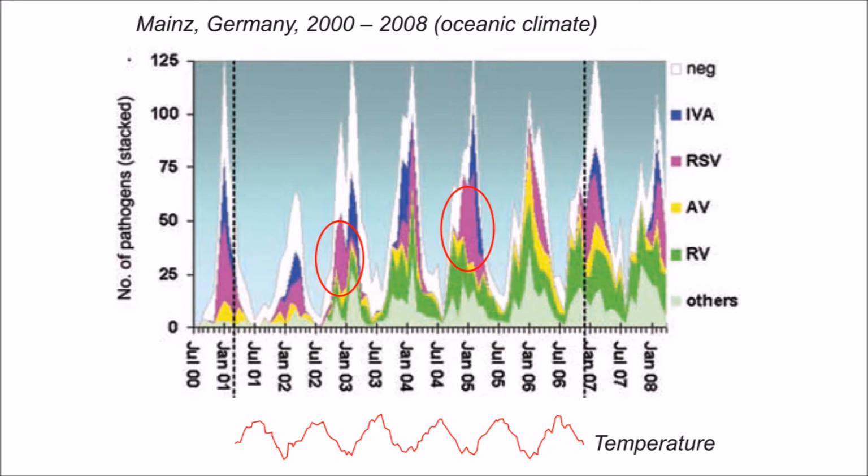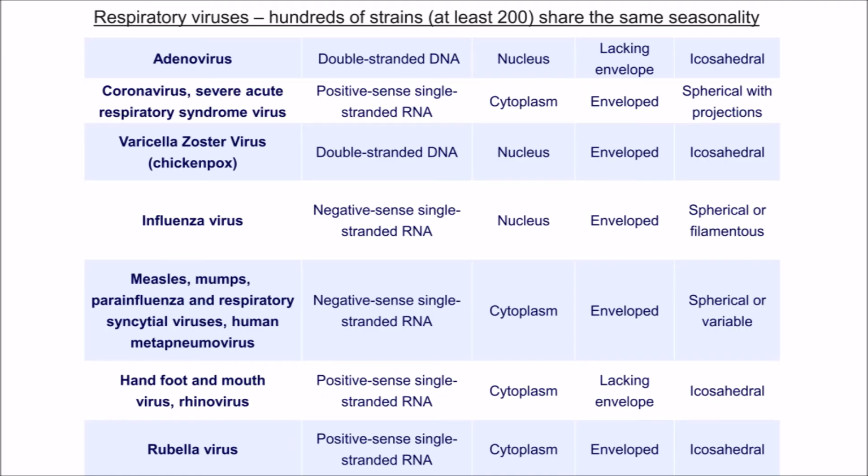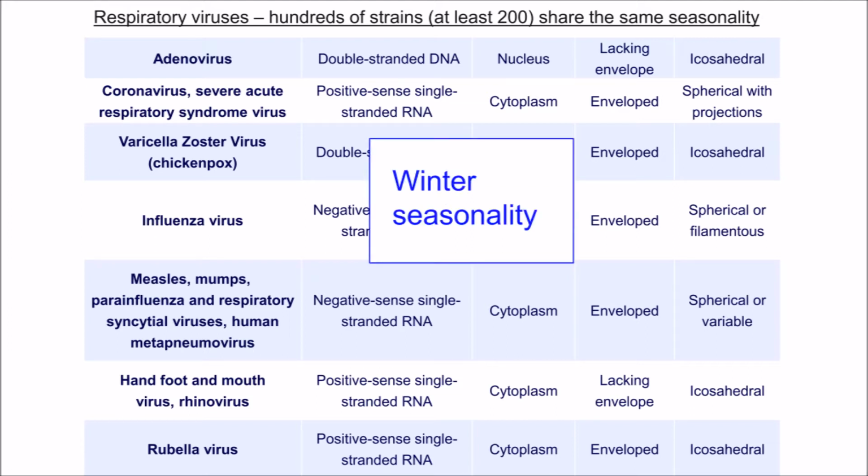Now, there are many different viruses that cause respiratory illness. There are at least 200 different strains, and there are many different unrelated viruses including in those. So, for example, there are double-stranded DNA viruses, there are RNA viruses, positive sense, negative sense. Some of them have lipid envelopes, others don't. So they're really as different as they could be, but they all have in common this winter seasonality. They all cause more illness in the colder 6 months of the year.